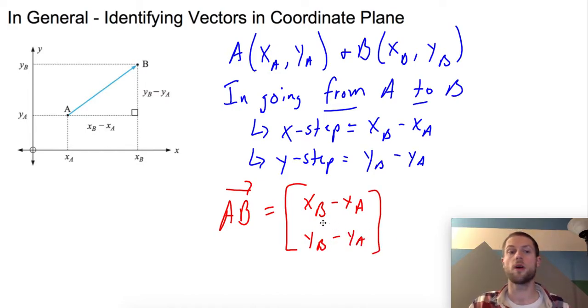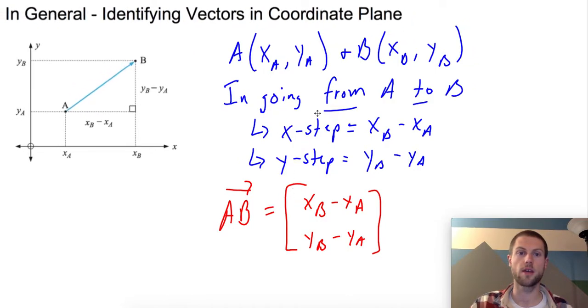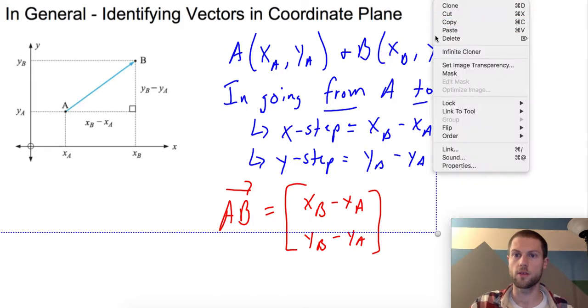Now with slope, it doesn't matter. If you're calculating slope, it doesn't matter if you're picking one point first or one point second. It's still the same rise over the run. It does matter in this case. AB equals this vector right here, but let's try doing this.